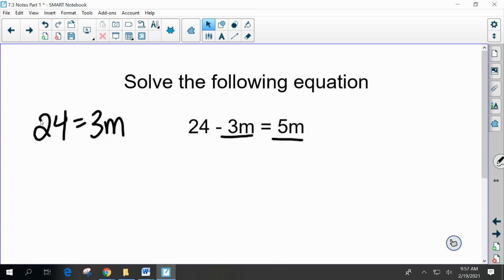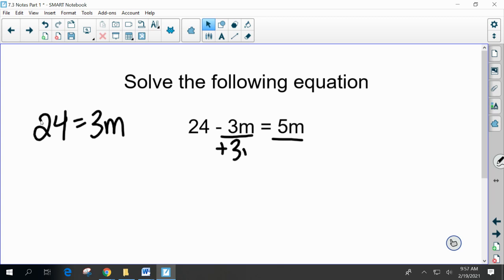So the goal is to get variables all on one side and get numbers on the other. So how I start this is I look at my equation. In this case, I have my 5m all by itself over to the right. So I would choose to move this negative 3m over to join the 5m. So how would you move negative 3m? What would be your inverse operation?